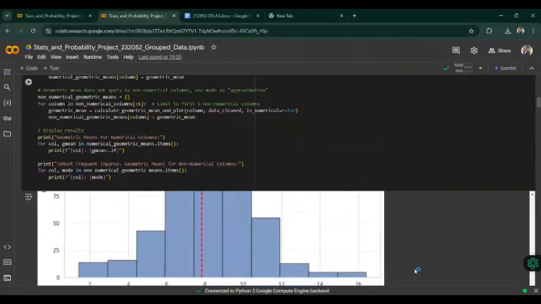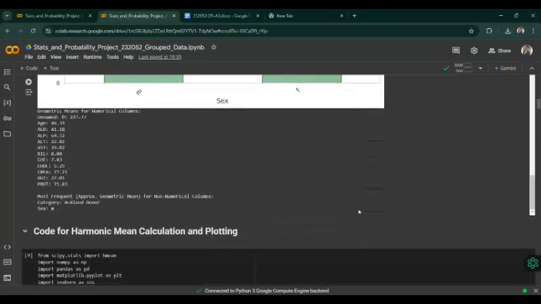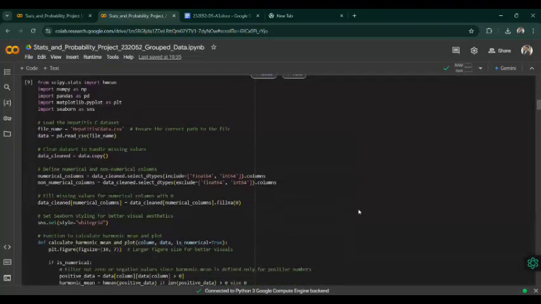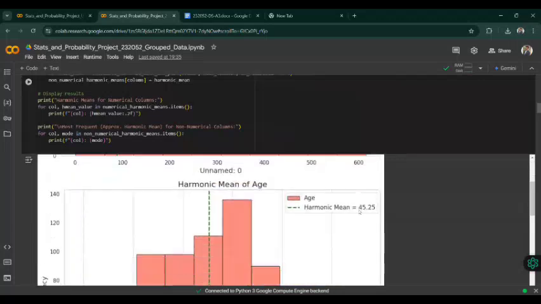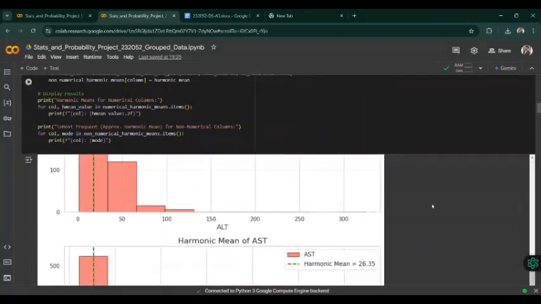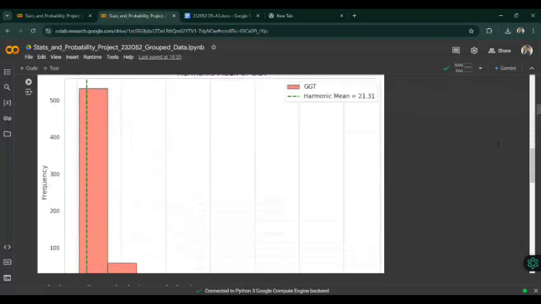Following the median, we can compute the mode, which is the most frequently occurring value in the data set. For grouped data, we identify the modal class, the interval with the highest frequency, and use a formula to estimate the mode within that class.